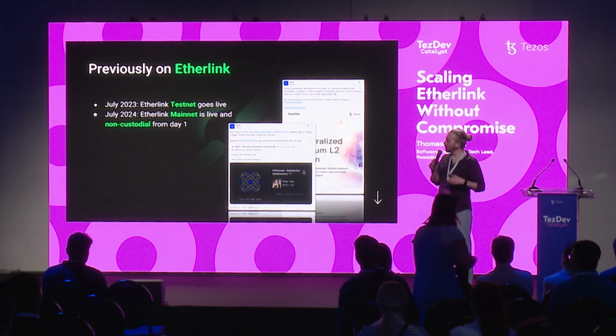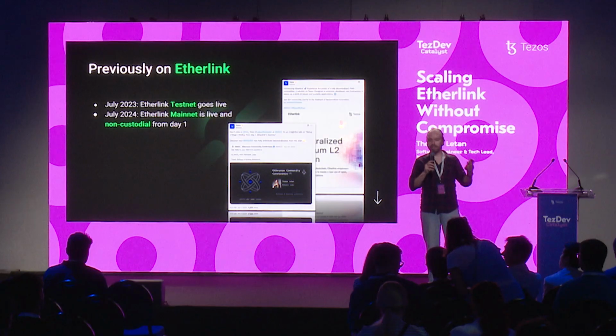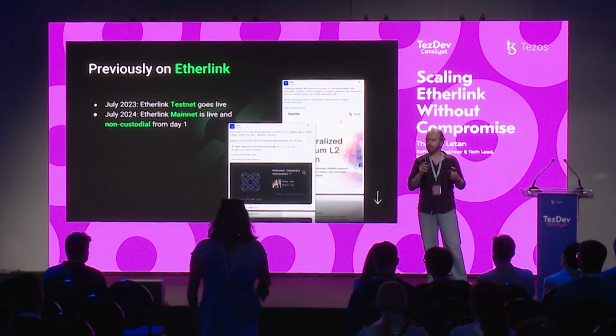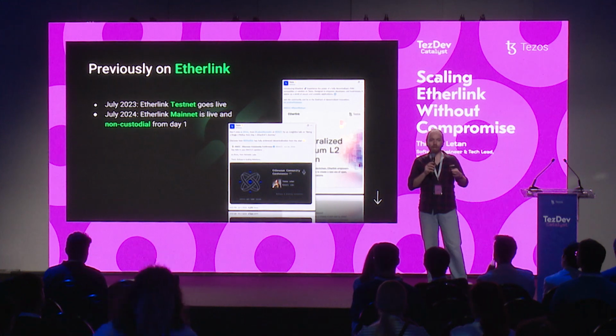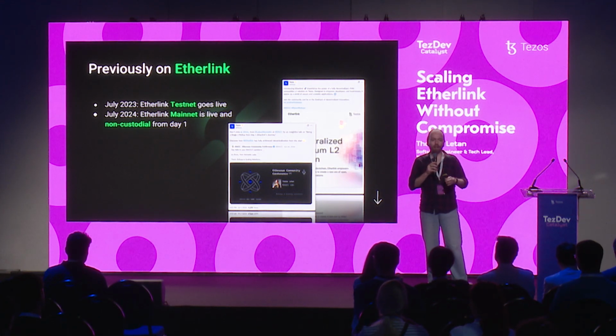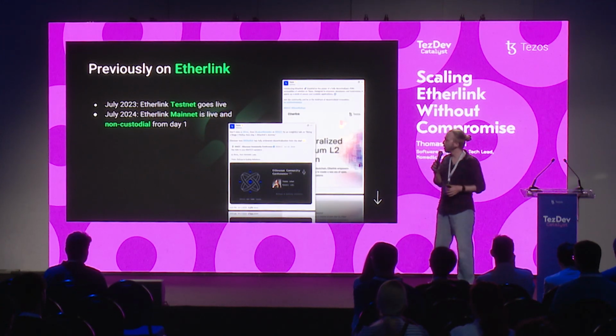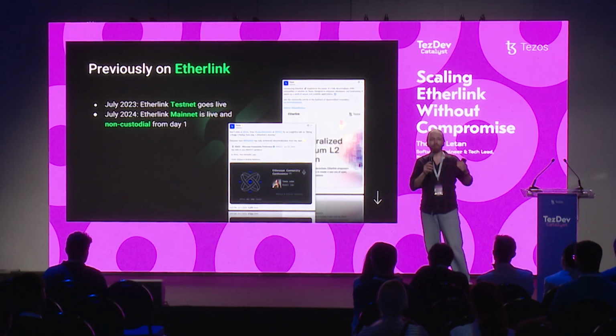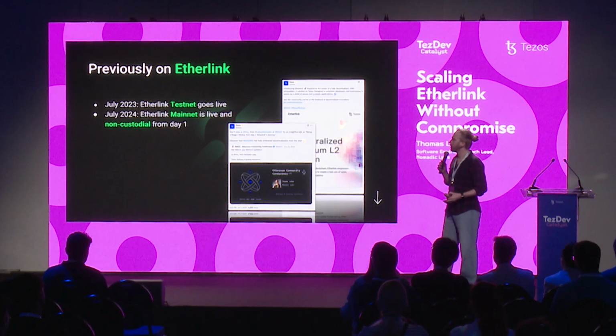And the mainnet was live, and it was already non-custodial from day one. And I think it was a very important commitment for us to take an approach a bit different than what the rest of the ecosystem is doing, where they build a rollup first and then they gradually make it non-custodial. In our case, we decided that Etherlink needed to be non-custodial from day one for the guarantees that it provides. It's not like you need to trust us that we will keep working on decentralizing Etherlink. It's already there, and it's here to stay.